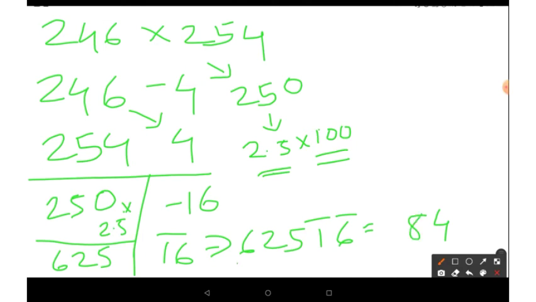Then what you have to do? 625 minus 1, so it is 624. So your answer is 624 and 84... The answer is 62484. That is the answer.